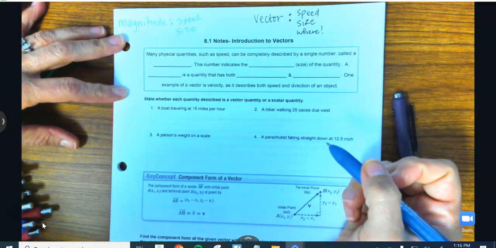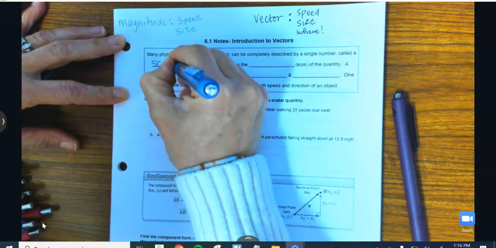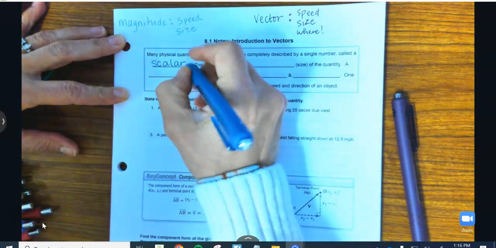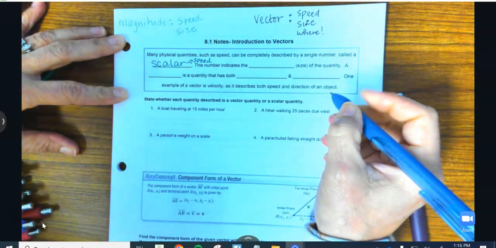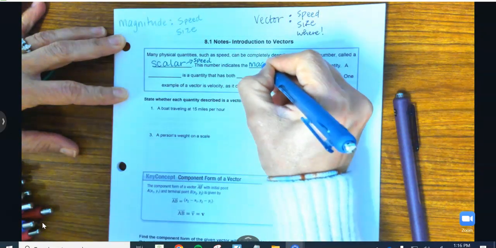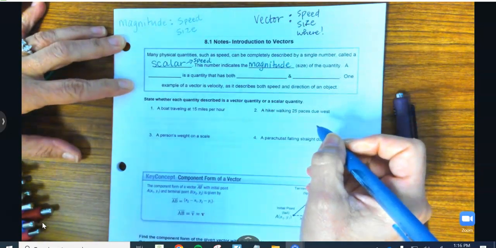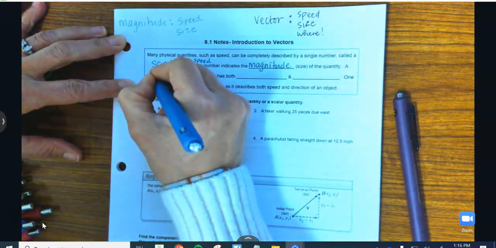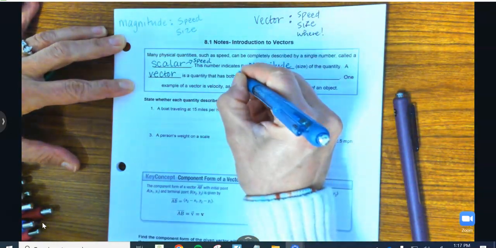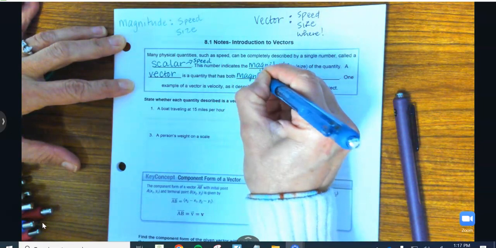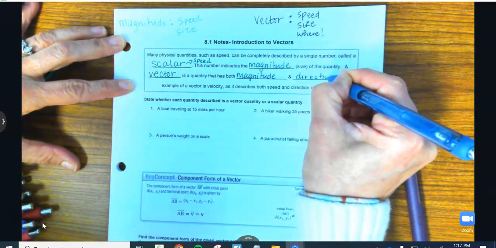Many physical quantities such as speed can be completely described by a single number called a scalar. And the number indicates the magnitude, the size of a quantity, how much changed, what happened to the quantity by the size. And then a vector is a quantity that has both magnitude and direction. Both magnitude and direction.